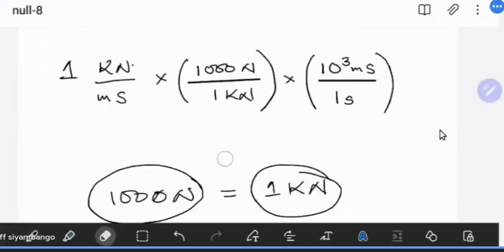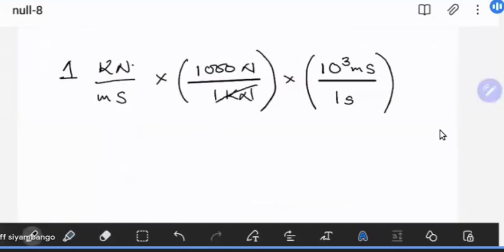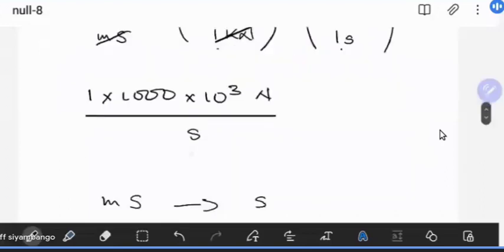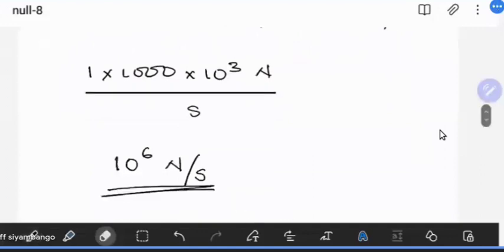Notice that if I simplify this, the kilonewton will cancel with the kilonewton, and the millisecond will cancel with this one, so that in the numerator I'll have 1 by 1,000 newtons, and then by 10 to the power 3. In the denominator, it's just 1 from here, 1 from there, and 1 second from here. So this reduces to 1,000 multiplying 10 to the power 3, which is 10 to the power 6, and this will be newton per second. So this becomes the final answer. Any questions there?